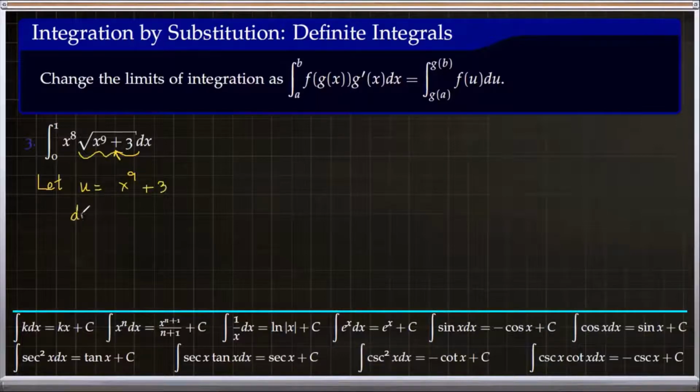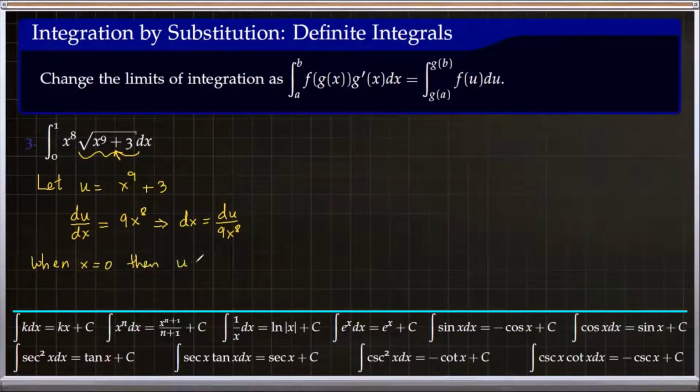Now we want to write dx in terms of du. So for that we need to find du by dx, which will be 9x to 8. So this simply implies dx will be du over 9x to 8. We also need to find new limits. These limits are for x. We need to find limits for u. So when x is 0, then u is 0 to 9 plus 3, which is 3.